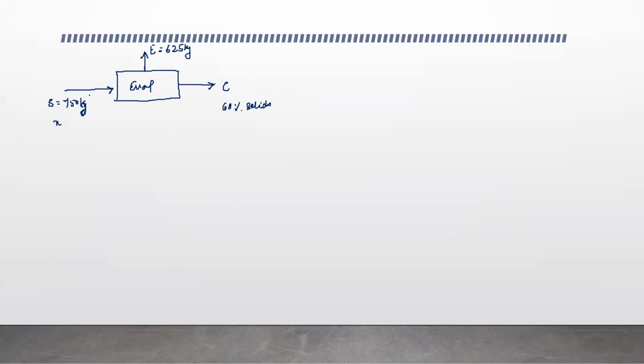So using the overall material balance equation, we'll get S is equal to E plus C. So from here, we'll get C is equal to S minus E, which is 125 kg. So this is going to be 125 kg over here. Okay. So once we are done with C, then we are going to do the solid balance, of course.